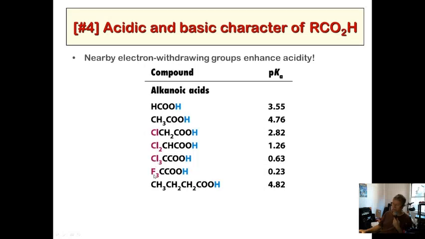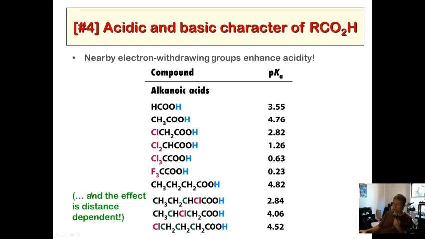Turn the chlorines into fluorines, and the pKa even drops more. So this is trifluoroacetic acid. This is a pretty strong acetic acid derivative. And also, if we add additional carbons to acetic acid, it increases the pKa. And that's what I was saying before about how these guys can slightly donate electron density into the carboxylate, so it's electron donating as opposed to electron withdrawing. And by being electron donating, it slightly destabilizes the carboxylate, and thus the pKa actually increases.